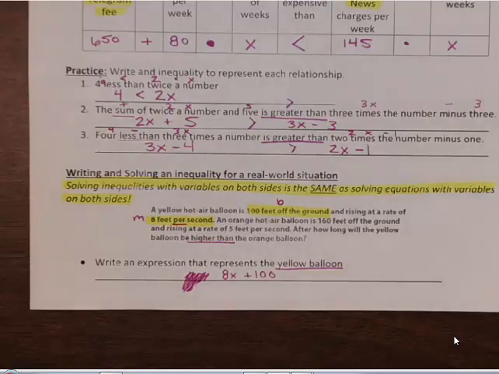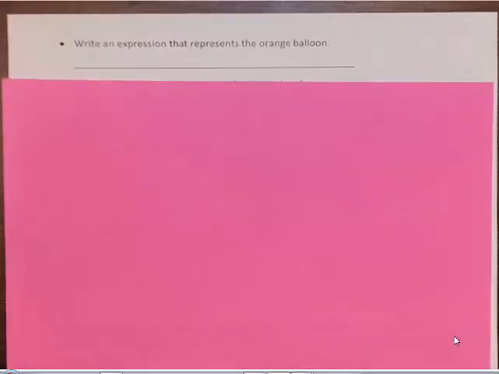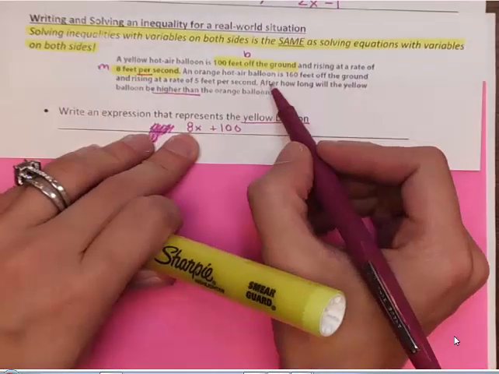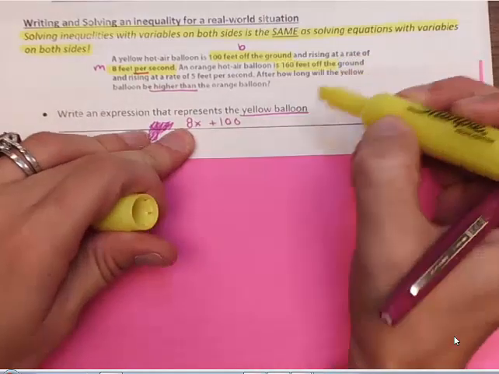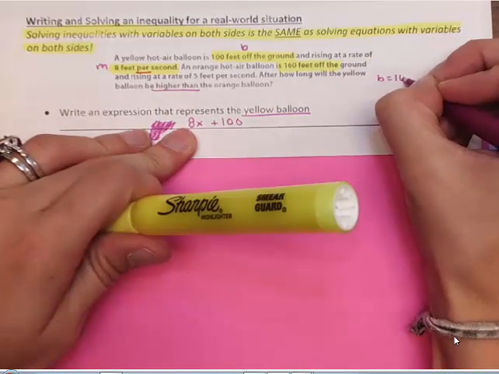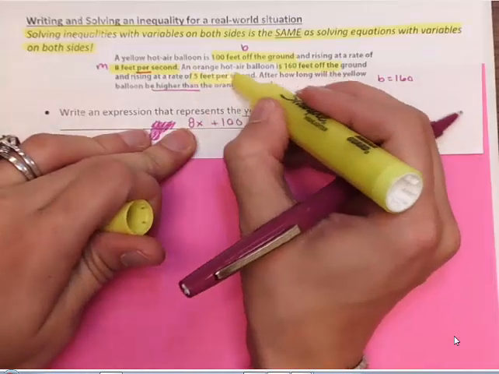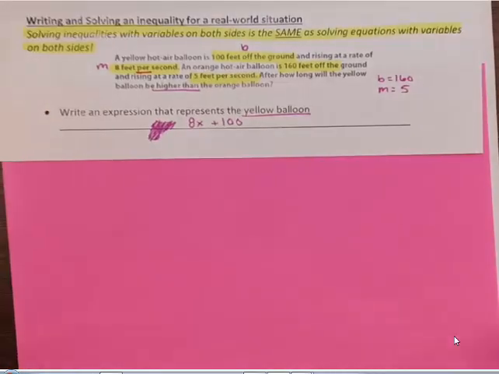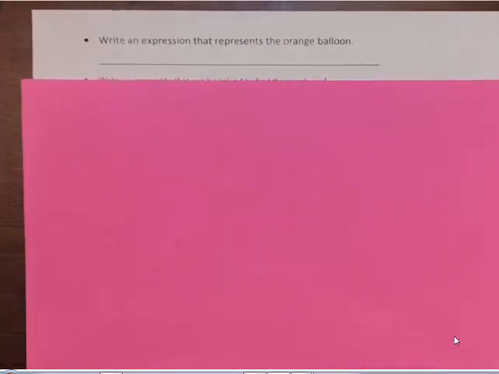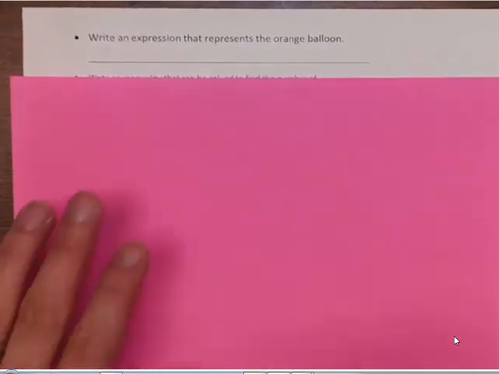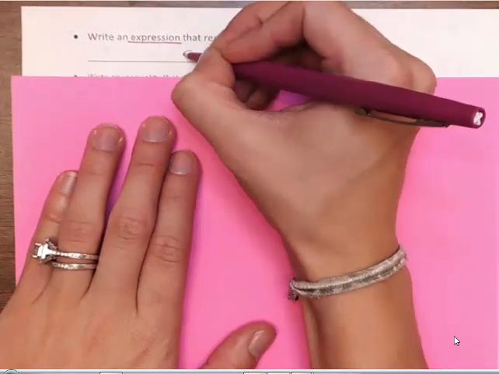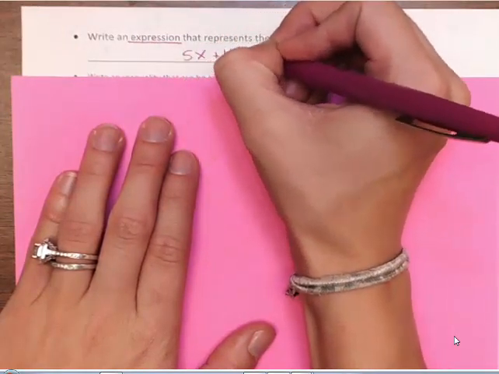Okay, flip it over. Now we have to write an expression that represents the orange balloon. So going back to the problem, an orange hot air balloon is 160 feet off the ground, so that's my initial value, and rising at a rate of 5 feet per second, which means my slope, I'm going up 5 feet per second. So using this information, I now can write an equation for the orange hot air balloon. And my expression, again, I'm not writing the equation, is 5x plus 160.